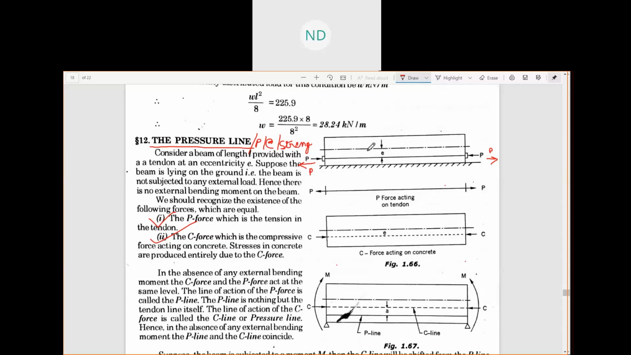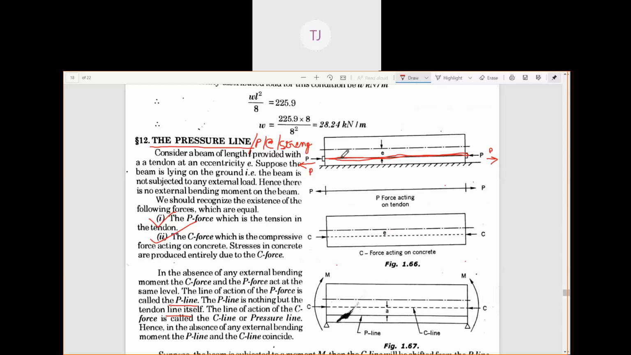Now, this is the center of your beam, the CG. This is a tendon below the CG, so there is an eccentricity. But in the absence of any external loading or bending moments, the C line and the P line coincide with each other. That means with the P line you will also have the C line, the compression line, acting together. Here you can see the line of action of the P force is called the P line. As I already mentioned, the P line is nothing but the tendon line itself. This also I told you, the line of action of the C force is called the C line or the pressure line. That is where the compression is acting. And that's why this method is known as the pressure line method, or the C line method, or you can say the P line method. Okay.